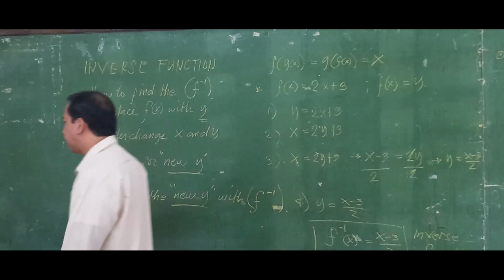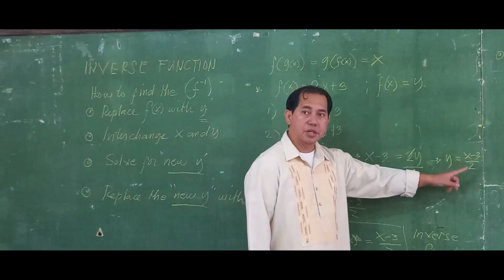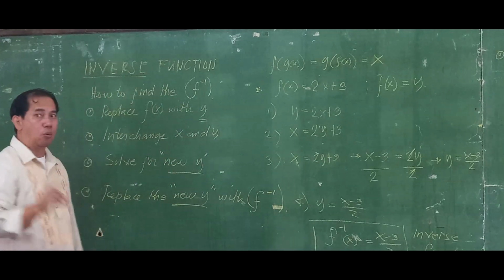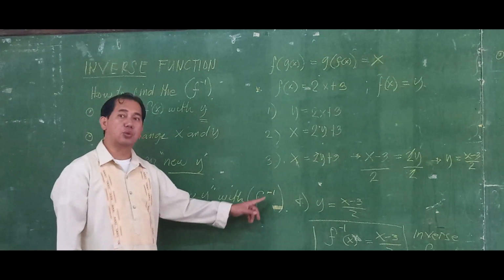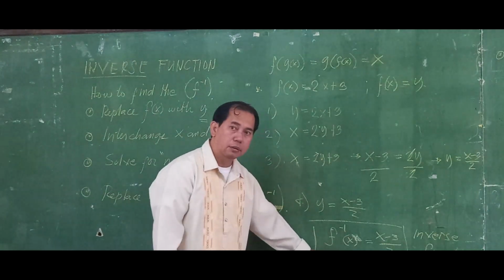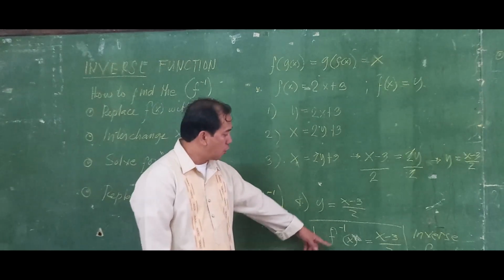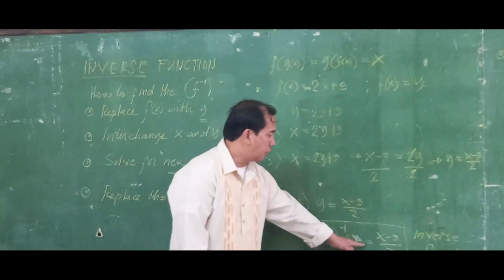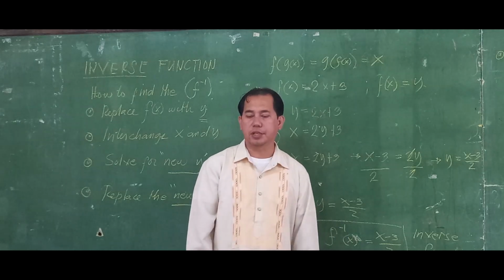It says in step number 4, meaning to say, we have to identify the result in number 3 to be an inverse. By what? By replacing the value of y, new y, with f raised to negative 1, to indicate that this y is the inverse of the given function. And so we have now the inverse of f of x is equal to x minus 3 over 2. So that is the inverse.